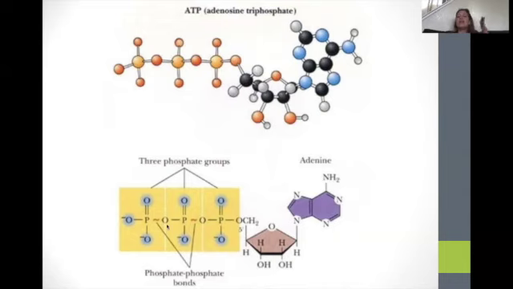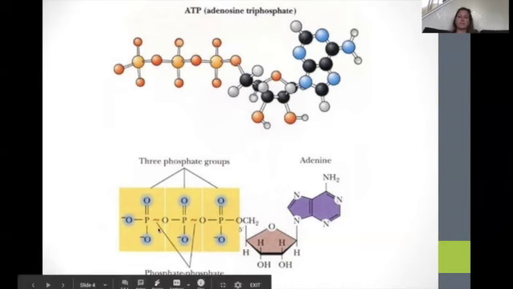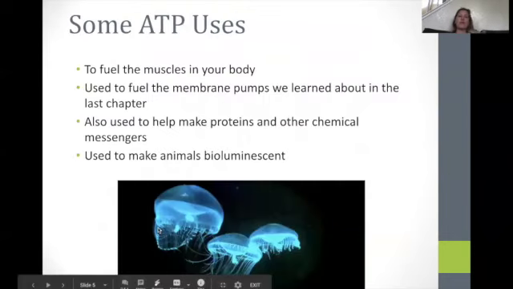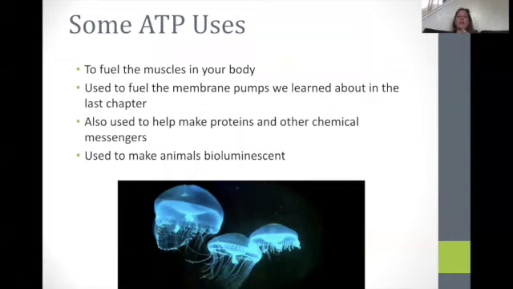I add a little more energy and I create this bond, and now I've got 3 phosphates, or ATP. ATP is a fully charged molecule. ADP is 50% charged and AMP is 0% charged. So again, we're going to use this ATP to fuel the muscles in your body. We're going to do membrane pumps like we saw in cell transport. We're going to make proteins with it.